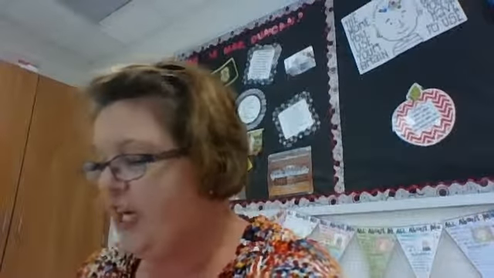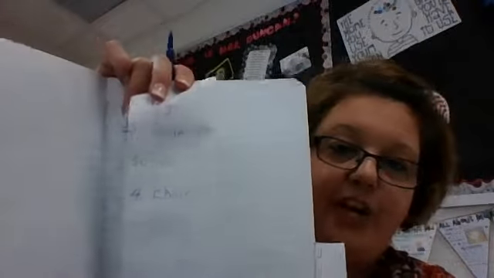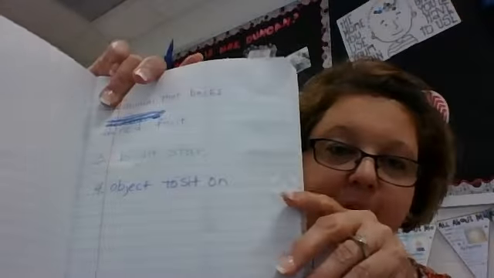Okay, now we're going to skip 2 lines, leave 2 lines blank. We're going to write our 4th vocabulary word, which is chair. Then we're going to open up, leave 2 lines blank, put our number 4, and write our definition. Object to sit on. Okay, so you can see we have the word chair in purple. We open up, we have the definition in purple. Object to sit on.